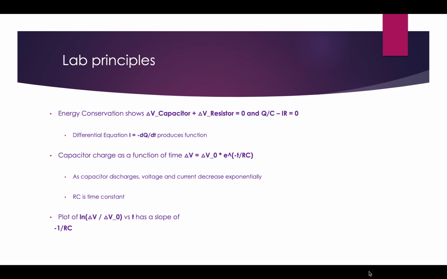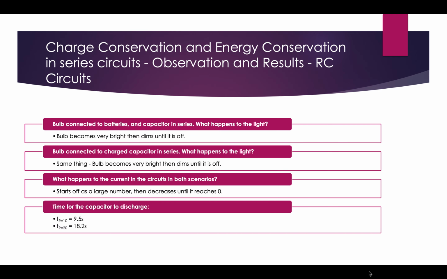Moving on to some principles before diving into some examples, energy conservation shows that delta V capacitor plus delta V resistor equals 0, as well as Q over C minus IR, and the differential equation I equals minus dQ over dt produces a function. For the capacitor charge as a function of time, as the capacitor discharges, the voltage and current decrease exponentially, and RC is the time constant. If we plot ln delta V over delta V0 versus time, we will find a slope of minus 1 over RC.